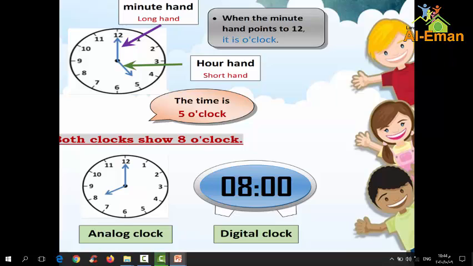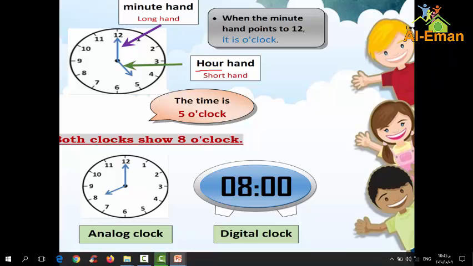First, we must know what a clock is made of. A clock is made of two hands. The short hand is called the hour hand, but the long hand is called the minute hand. When the long hand points to 12, it means o'clock. So when I ask you what the time is, the short hand points to 5 but the long hand points to 12. So it means it's 5 o'clock.